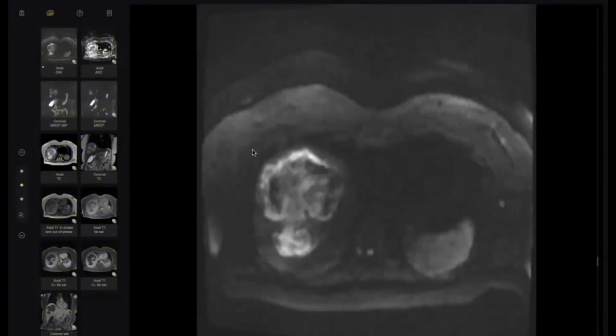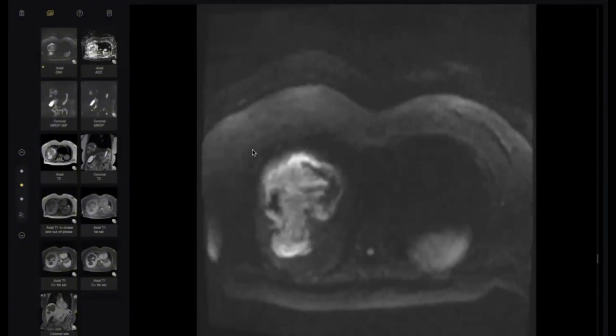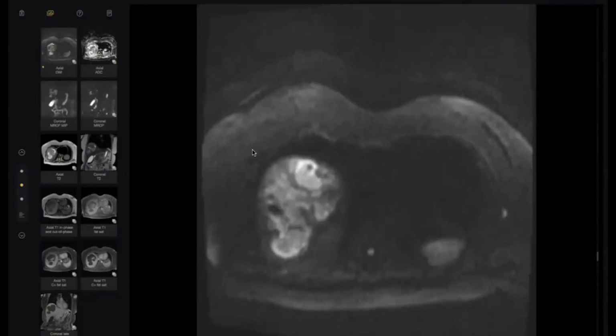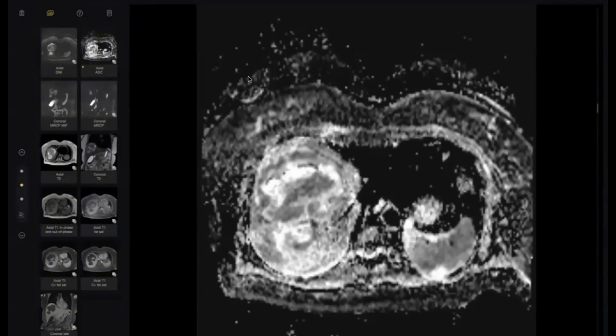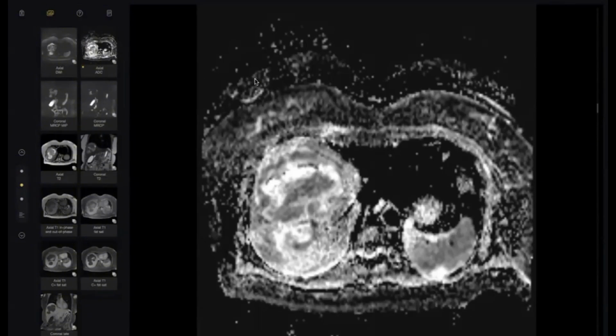This is a diffusion weighted image for the same patient. I can see an area of high signal, which could represent restriction. I want to correlate with the ADC map. In the ADC map, this corresponds with low signal, representing a true restrictive pattern.